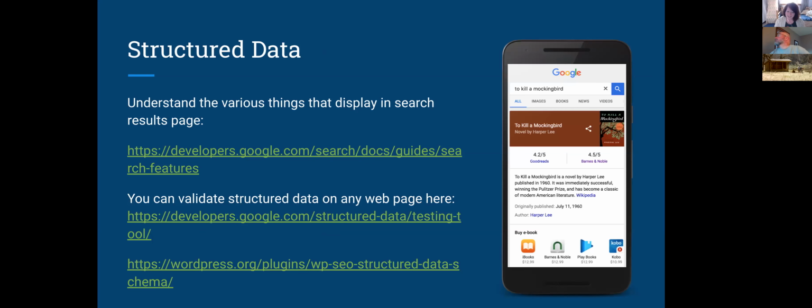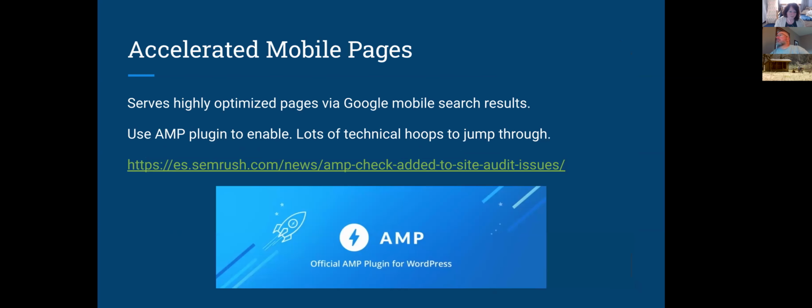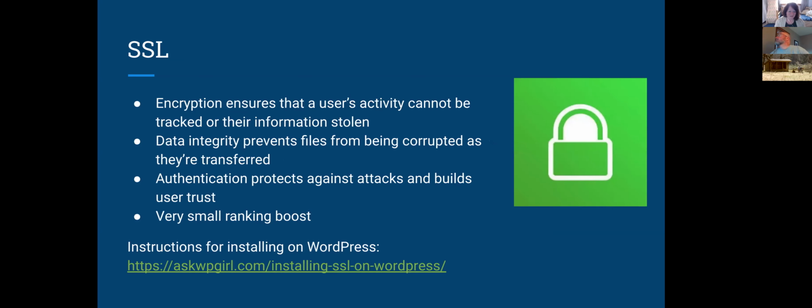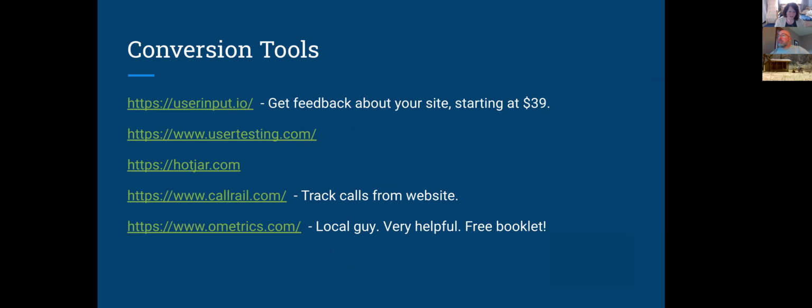Understanding structured data a little bit more, if you do have products, recipes, anything like that that you think you qualify to have some schema markup in the search results. These are some good articles. AMP, I won't get into AMP, but it's there. Some people are using it. It can be helpful for your site. SSL, if you need to install that, I have a good blog post on it.